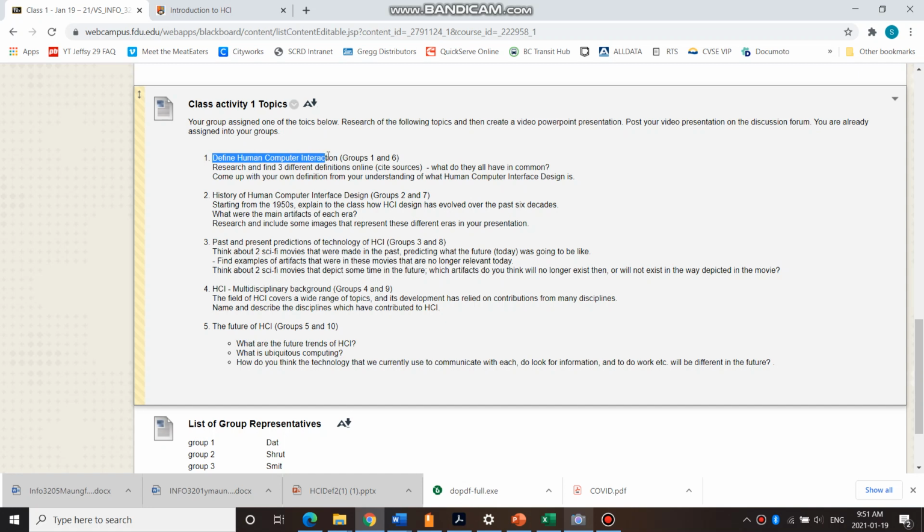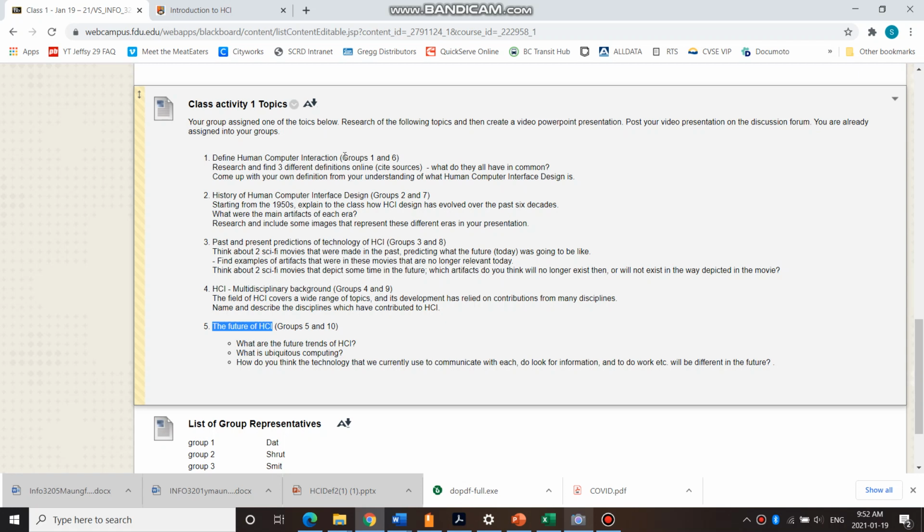Now, each group is assigned an activity topic. So the first one is define human-computer interaction. The second one is history of human-computer interface. The third one is past and present predictions of technology of HCI. The fourth one is on the multidisciplinary background. And the fifth one is on the future of HCI.